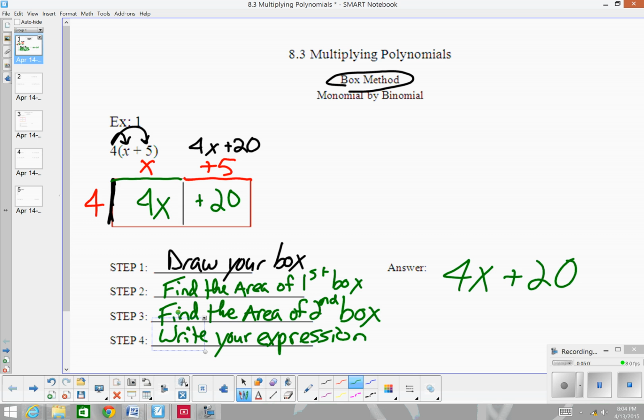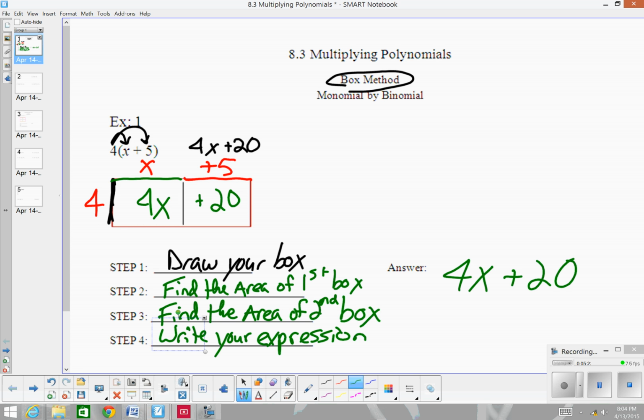Now some of you guys are going to say, Mr. Green, why can't I just distribute? You can. You can distribute, but when we get into the more difficult multiplication of polynomials, I believe that the box method will help you organize and help you guys moving forward.